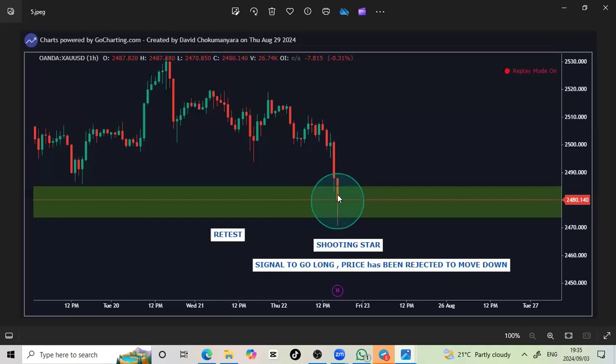This bullish pin bar, this was not a shooting star. This was a hammer candle. So it's not a shooting star. This is a hammer candle, which is also called a bullish pin bar. So this now tells us that the price is likely going to what? To reverse and move upwards. So that will be the signal that you'll be waiting for.